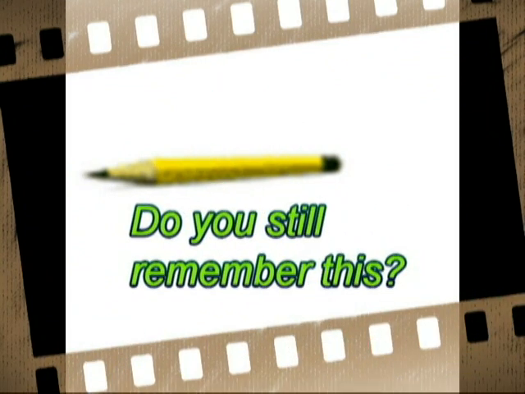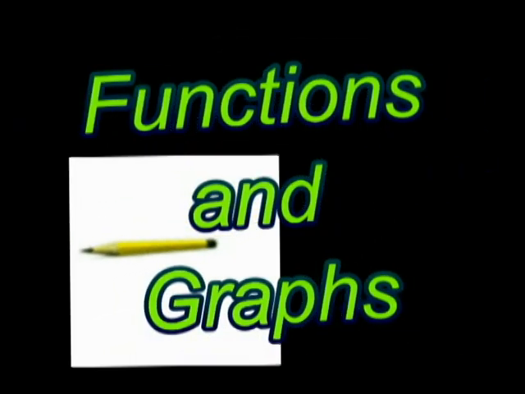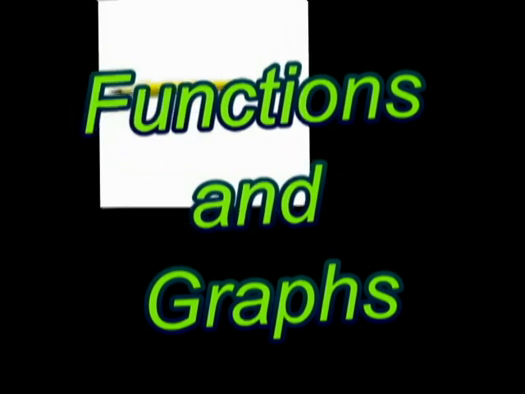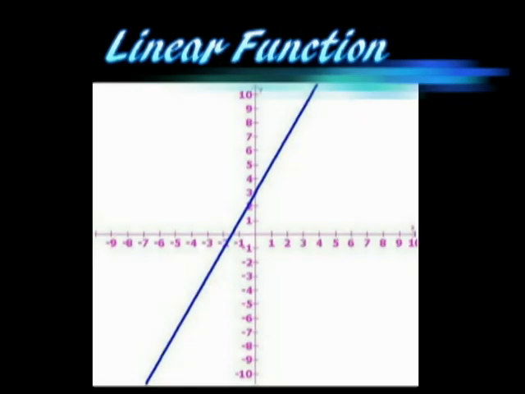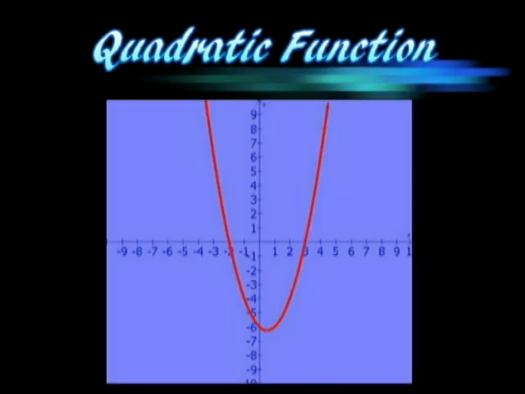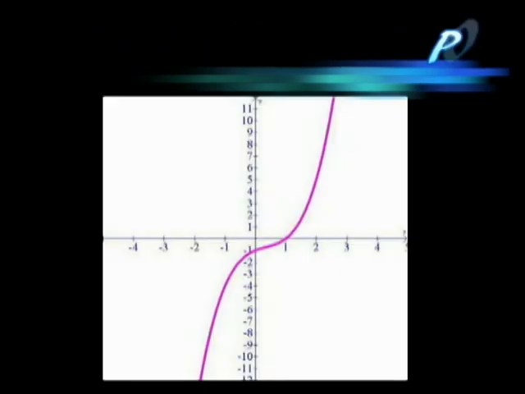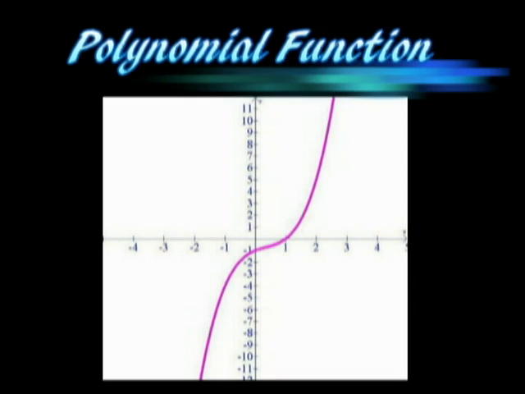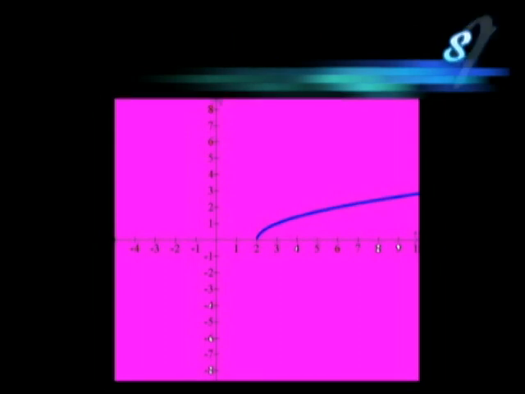To understand clearly our lesson for today, you must be familiar with graphs of different kinds of functions. The graph of a linear function is a straight line. The graph of a quadratic function is a parabola that opens upward or downward. This is an example of a graph of a polynomial function of degree greater than 2.